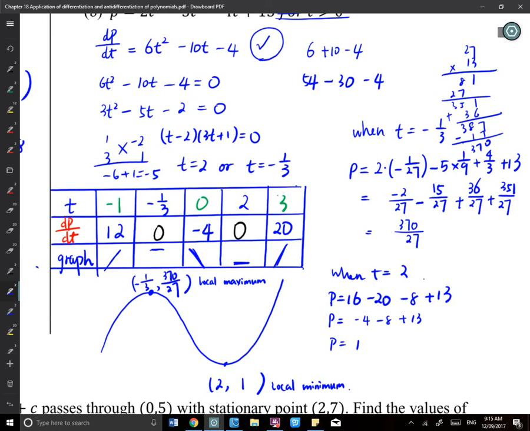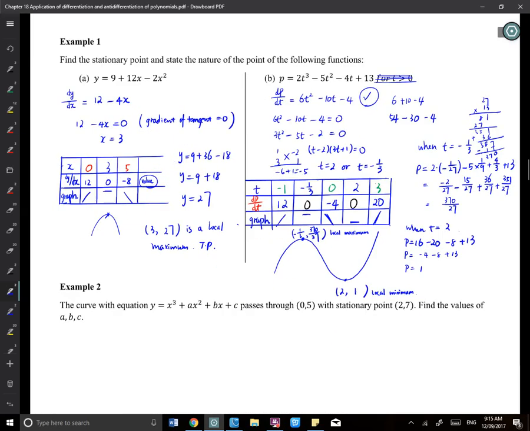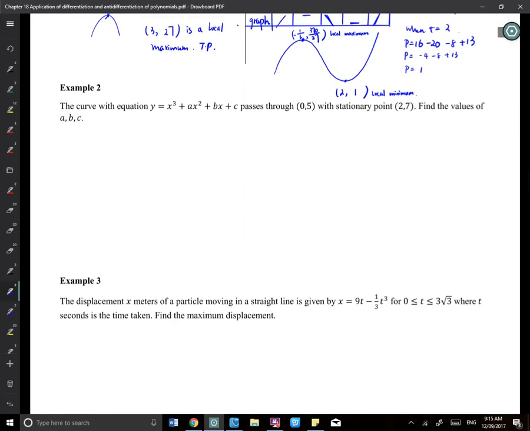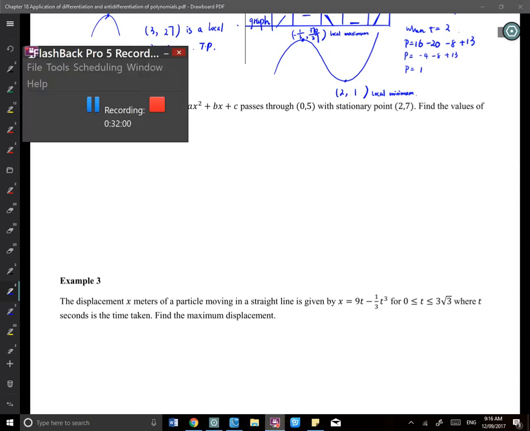Okay, so I'm not going to continue today, but I want you to have a try of example 2 and example 3 before Thursday. Okay, example 2 and example 3 before Thursday. Okay, we'll continue.